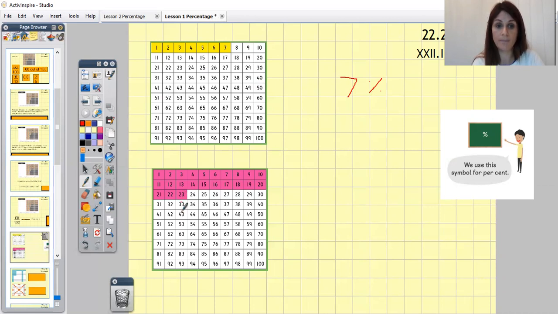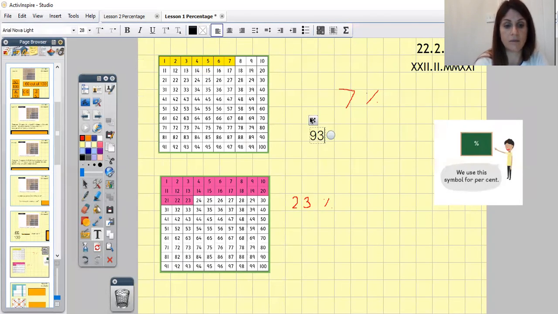Have a look at this one. What would that one be? Yeah, you got it. There we go, 23%. I wonder if you can think how many then are not shaded. What percent are not shaded here? Quickly think about that one then for me. Right here, you should have 93%.